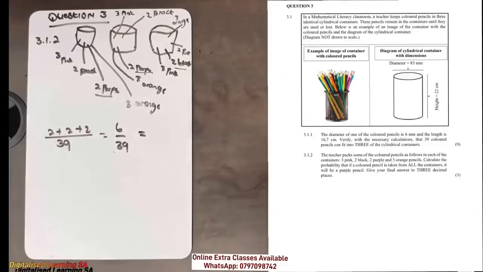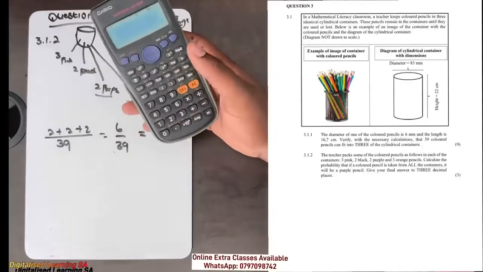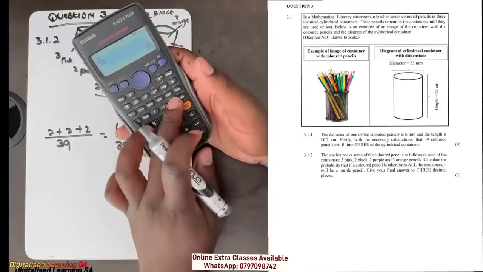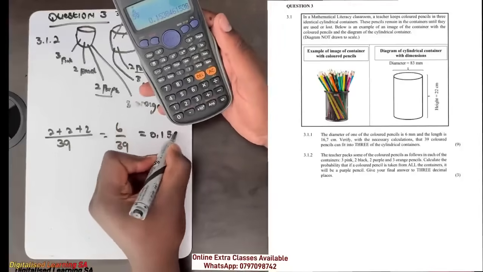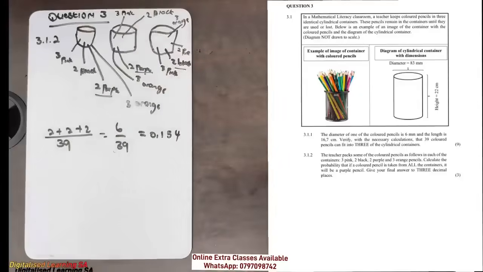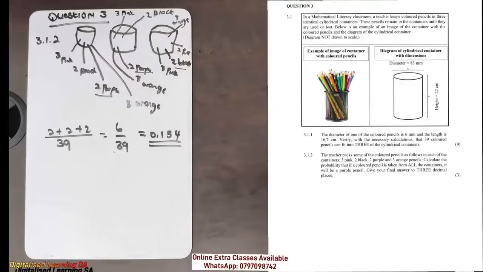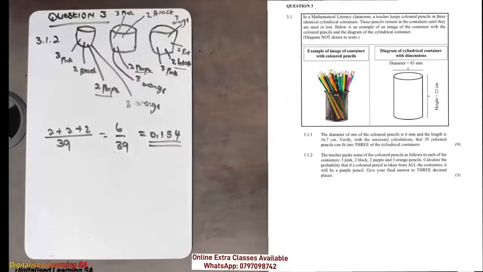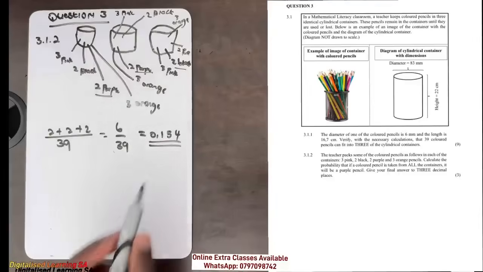And remember that we are told to answer it in 3 decimal places. So our answer will be 6 divided by 39, which is 0.154. So our final answer will be 0.154. Okay, so we have rounded up the 3 to a 4 because we had an 8.